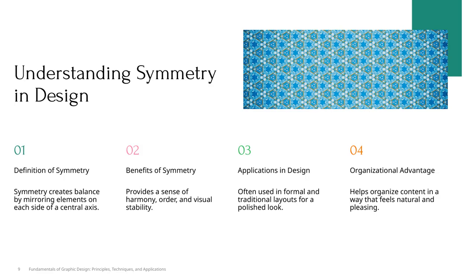Now, let's define symmetry more clearly. Symmetry creates that balance by mirroring elements on each side of a central axis. Think of it as a reflection. What's on one side is echoed on the other. This mirroring technique helps create a cohesive and unified look.